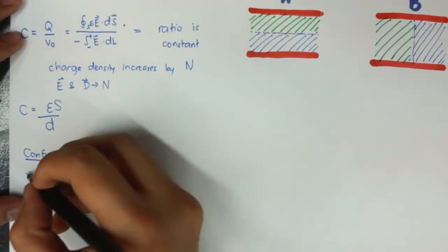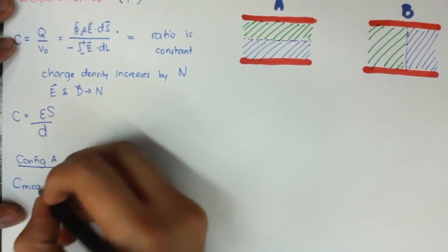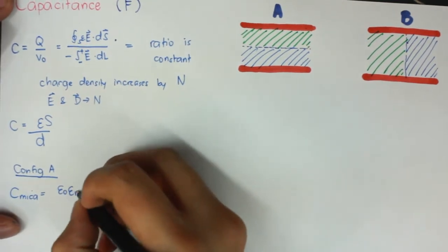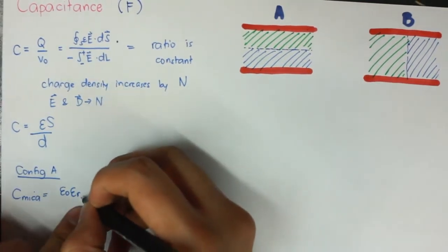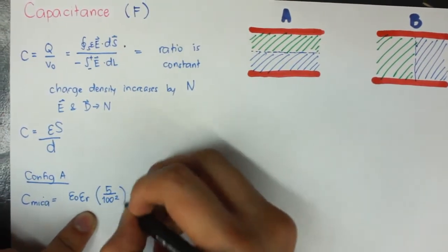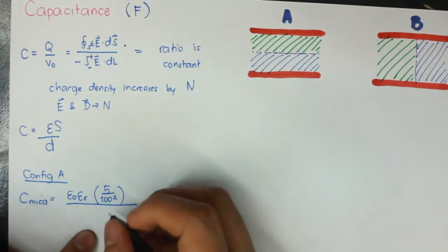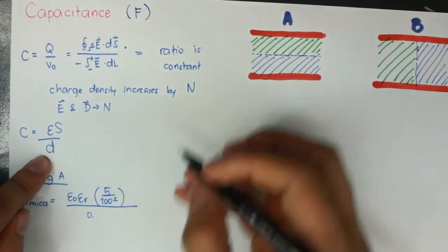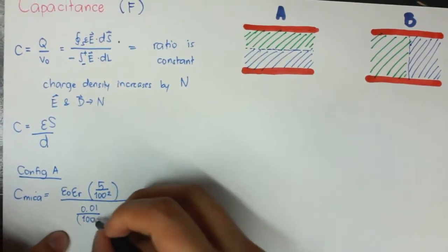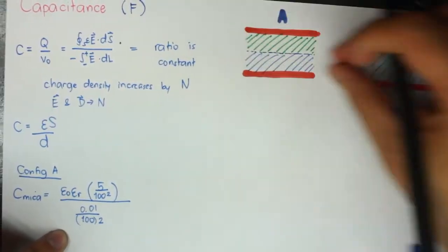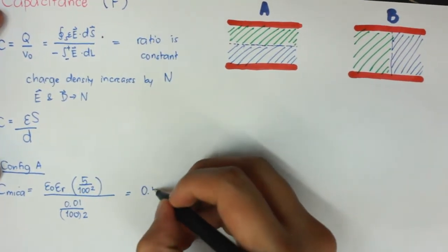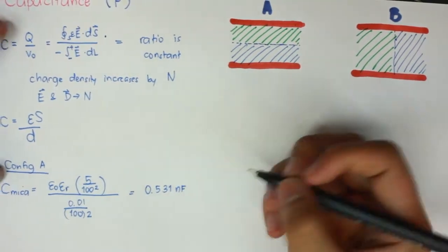So given that, for configuration A, kunin muna natin yung capacitance ng mica capacitor. That's just the geometry. So yung permittivity, epsilon naught, epsilon R, times 5 over 100 squared. So that's the surface area over nung distance. So 0.01 over 100 times 2 pa. Kasi kalahati lang yung na-occupy niyang length. So this gives us 0.531 nanofarad.